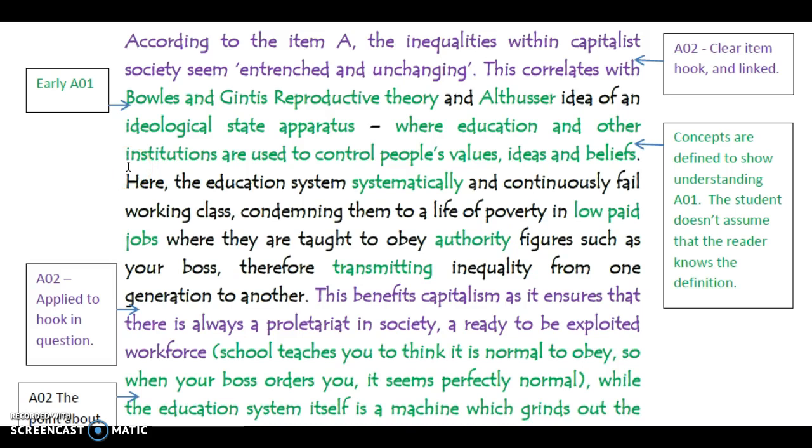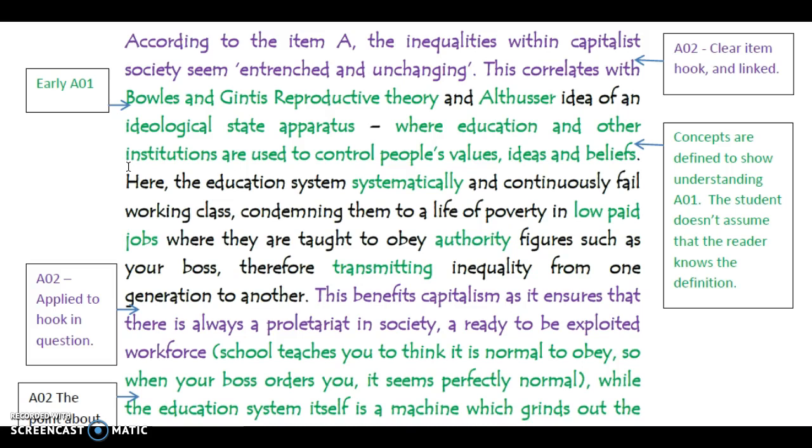So let's explore this student's answer. What I would recommend that you do is start each paragraph off with the item hook, and then you can apply your knowledge from it so that you follow this logical chain of reasoning. It flows and it will lead to deeper analysis to get the level of skills.